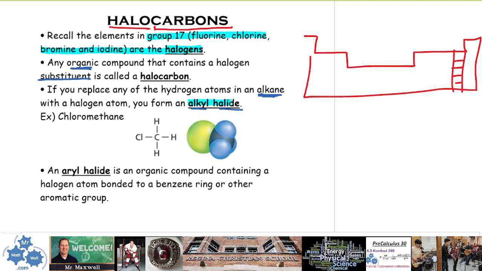Lots of different words you're going to be introduced to here. And organic chemistry is a lot of new terms and stuff. And we'll try and keep everything straight with our charts and your notes and things like that. So yes, this is a halocarbon. If you replace, though, an alkane specifically, because this is a group all into itself, it's got a special name, it's an alkyl halide.